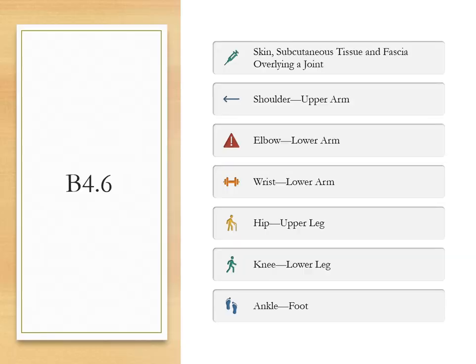B4.6 is related to skin, subcutaneous tissue, and fascia overlying a joint. If the procedure is performed on the skin, subcutaneous tissue, or fascia overlying a joint, the procedure is coded to the following body parts: shoulder, upper arm; elbow, lower arm; wrist, lower arm; hip, upper leg; knee, lower leg; ankle is coded to foot.